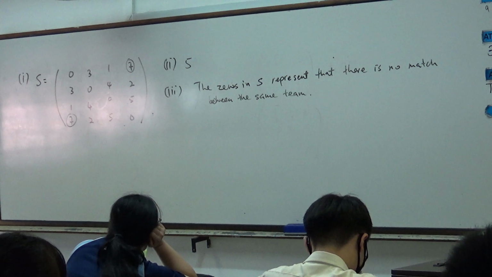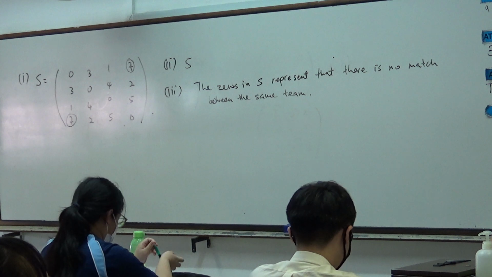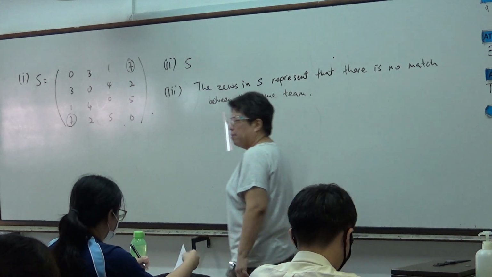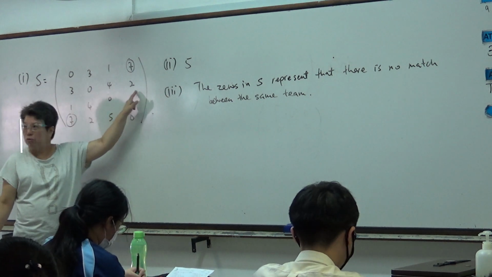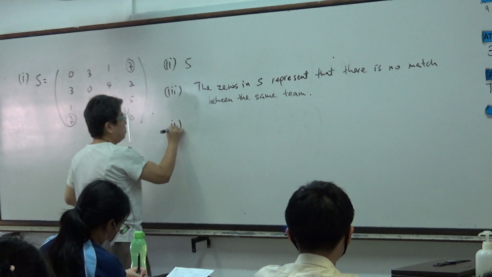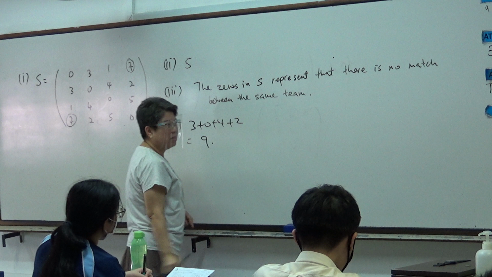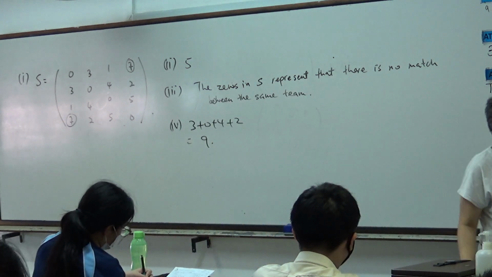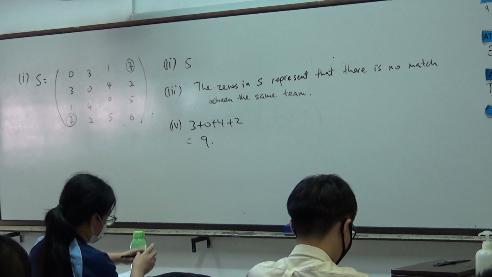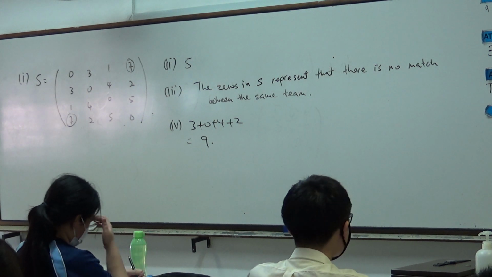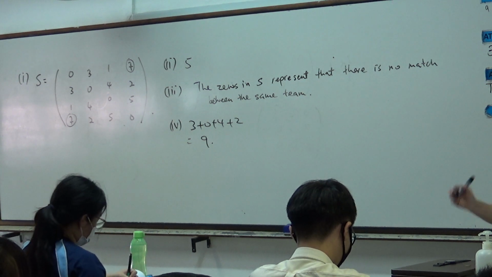Find the sum of the elements in the second row of S. Okay, my second row of S, which one? Second row of S is where? This one, right? 3, 0, 4, 2, right? Okay, so this is 9, right? Everybody can get 9. But what does 9 represent? It's not total team B goals. It's the total number of goals scored in matches played by team B, right?